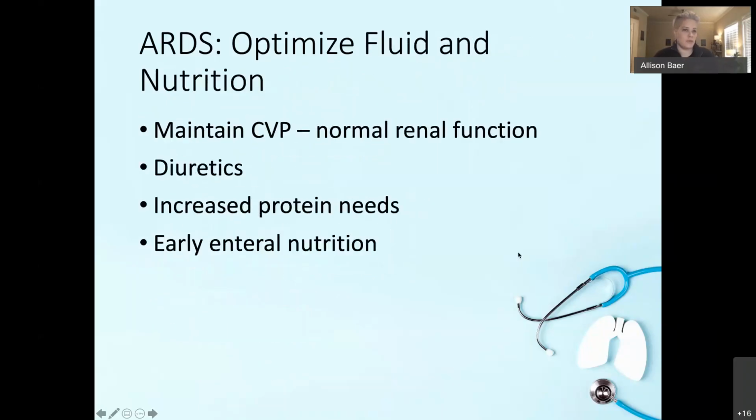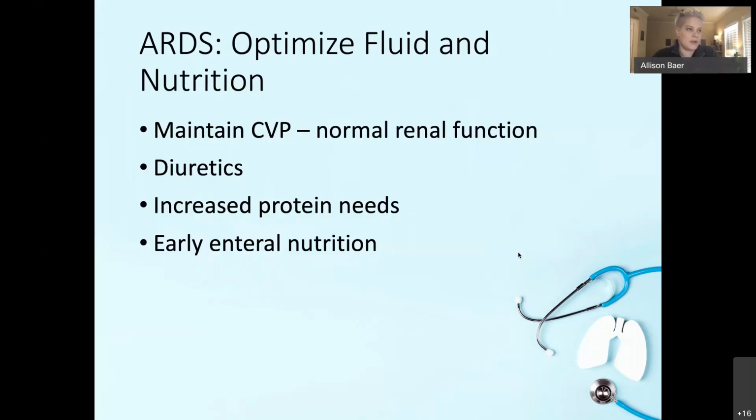Going on to optimizing fluid and nutrition. So this is maintaining a normal CVP. Again, making sure they have enough fluid on board. You don't want to overdo it because that can make the pulmonary edema worse, but you do want to make sure they have enough for their cardiac output and for renal function. These patients, if they're this sick, might go into multi-organ system failure, which can often start with renal failure. So you want to make sure they have enough CVP to have good renal blood flow. Diuretics, on the flip side of that, are needed to make sure they're not fluid overloaded.